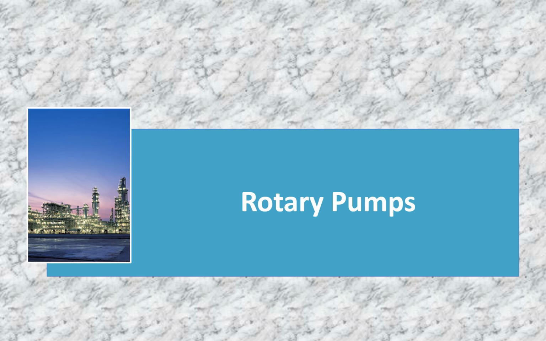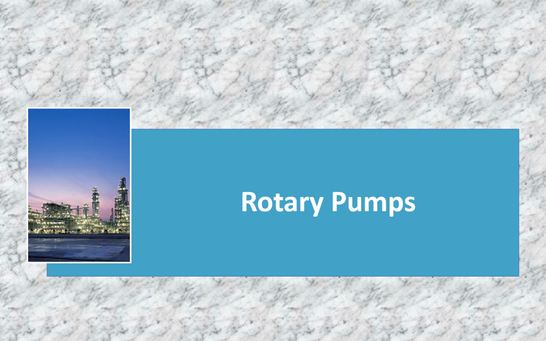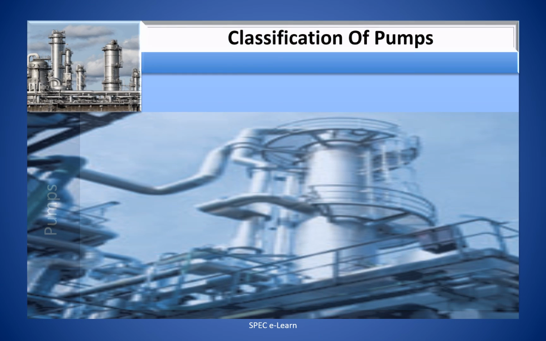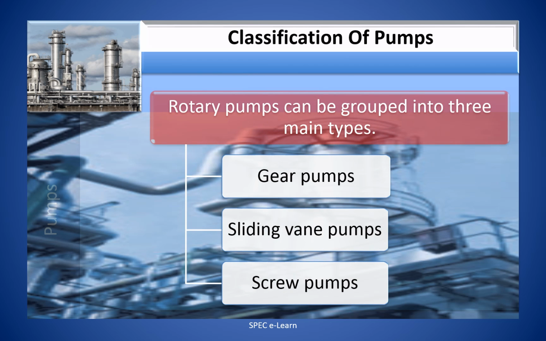Next, a widely used type of pump under the positive displacement category is rotary pumps. Positive displacement rotary pumps are pumps that move fluid using the principle of rotation. Rotary pumps can be grouped into three main types: gear pumps, sliding vane pumps, and screw pumps.